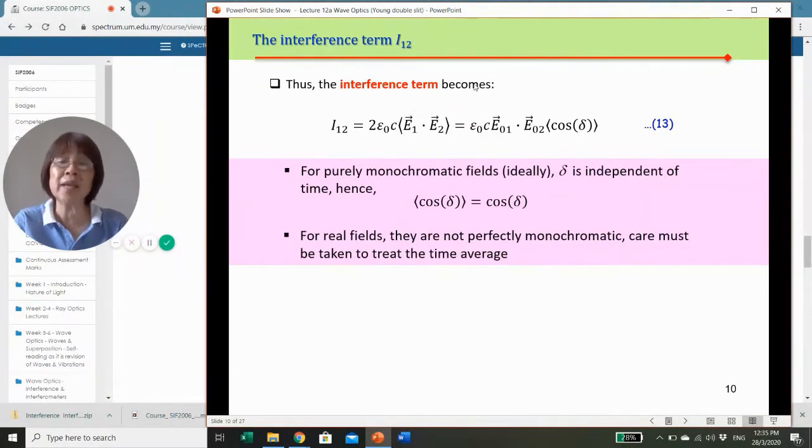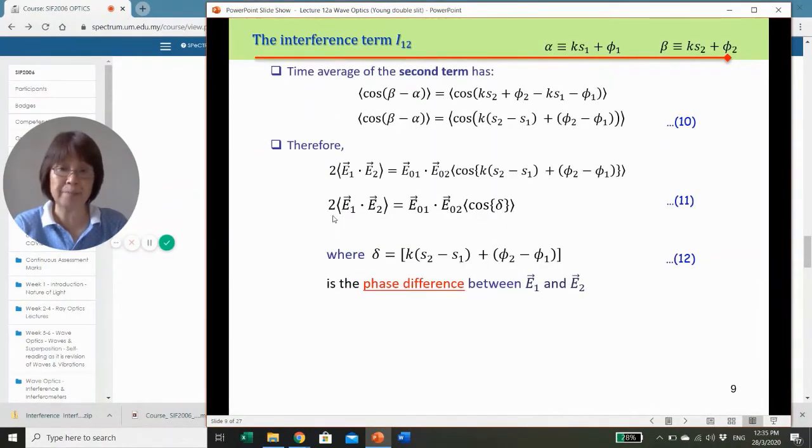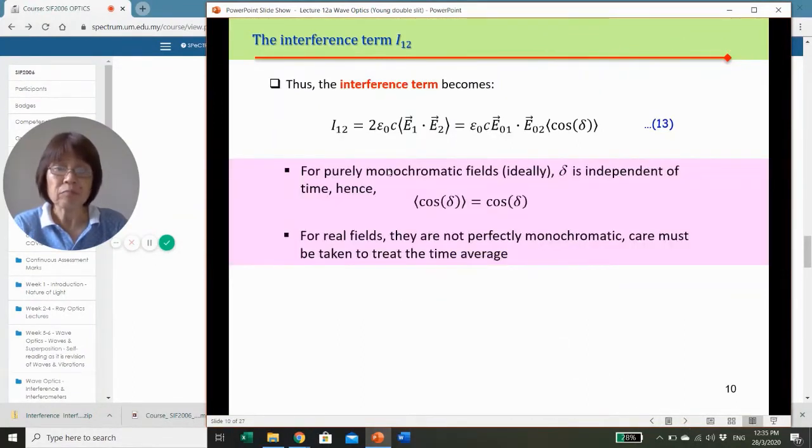So the interference term becomes I12 equals, now we put back the epsilon 0 and c. Epsilon 0 because it is in air, so the time average of this will then be equal to, remember we had 2 of this equals to this, so the factor 2 drops, and we have epsilon 0 c E01 dot E02 cosine of delta. Now, for a purely monochromatic field, which is very ideal, in reality we're not going to get that, delta would be independent of time.